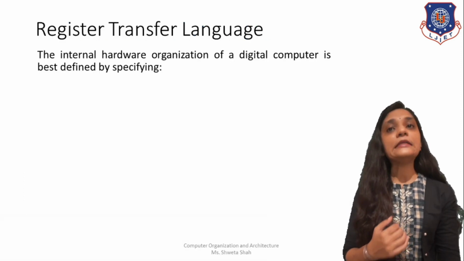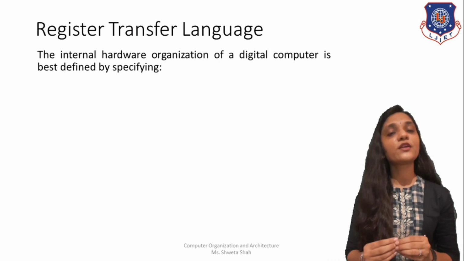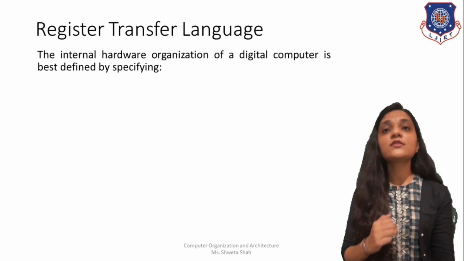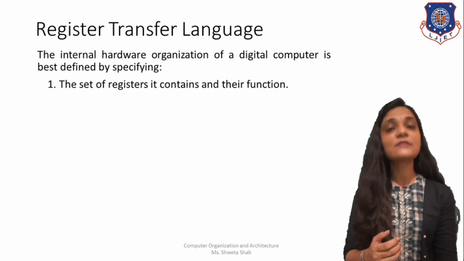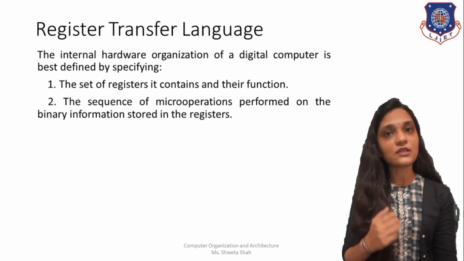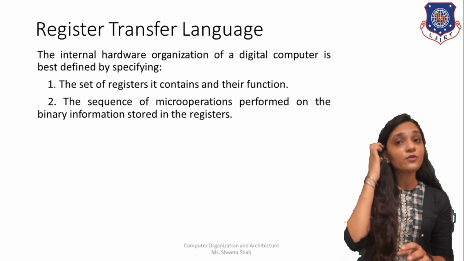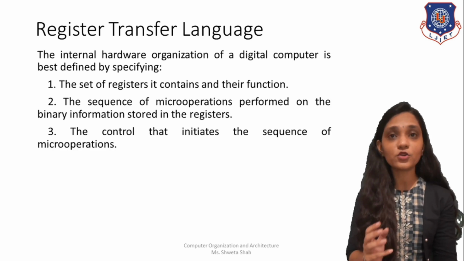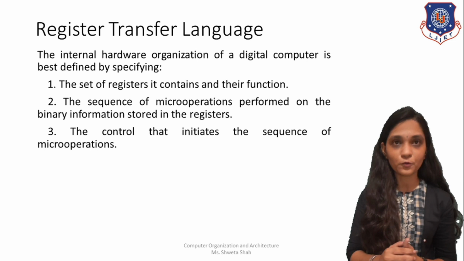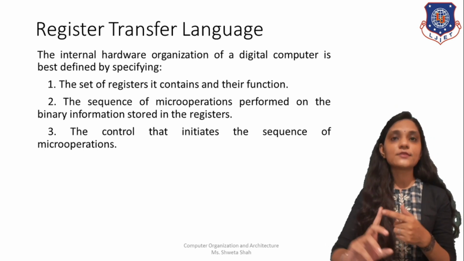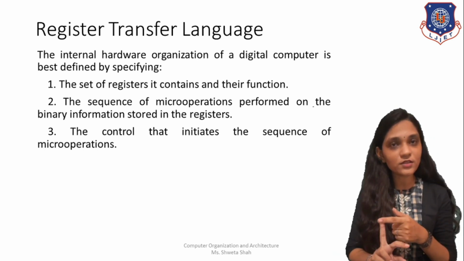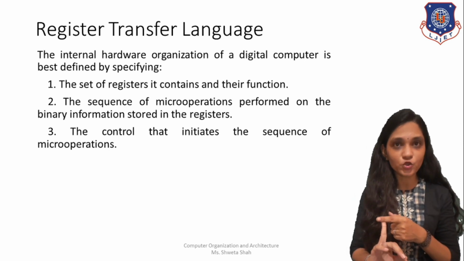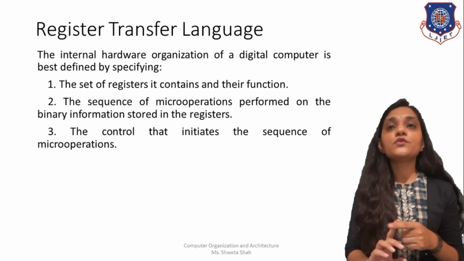For any digital system, the hardware organization can be specified or defined by three things. First is the registers it contains and their function. Second is a sequence of microoperations that are performed on the binary information that you have stored in these registers. And third thing is a control that initiates this sequence of microoperations. Okay, so you will require registers, then you will perform some microoperations on these registers, and these microoperations will be in a controlled way. Okay, so here we have used a term register.